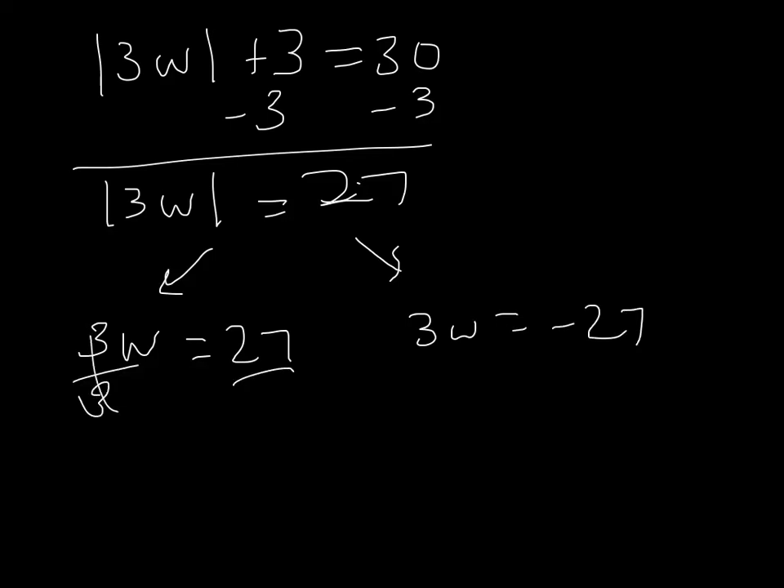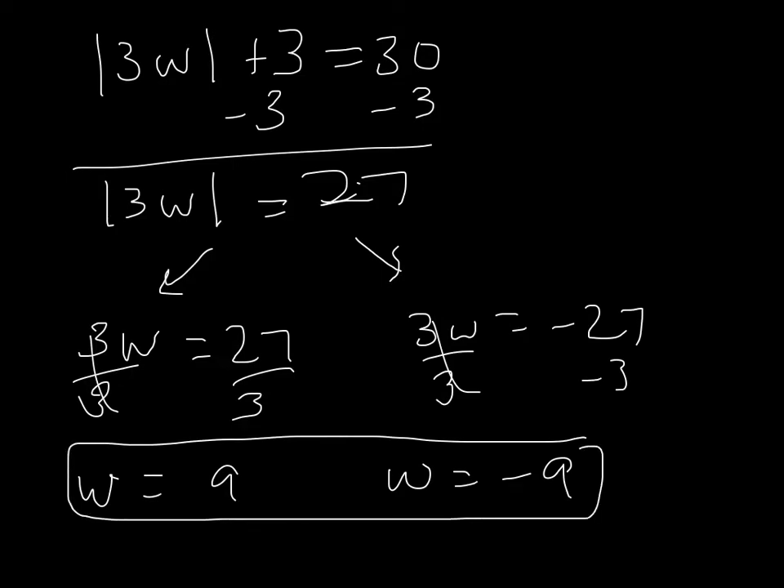So you divide by 3 and you have w equals 9 for the first one, divide by 3 and you've got w equals negative 9. And those are my two solutions. Okay, now let's make it a little bit harder.